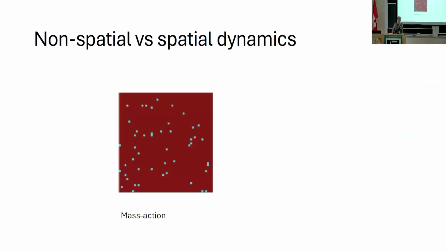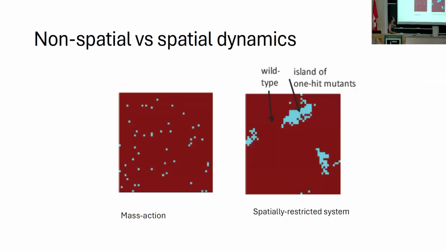There is a simple reasoning behind this, which I really love how intuitive this result is. Here I want to demonstrate two numerical simulations that kind of explain all of it. On the left, we have a simulation where red is normal cells and light blue are single hit mutants.